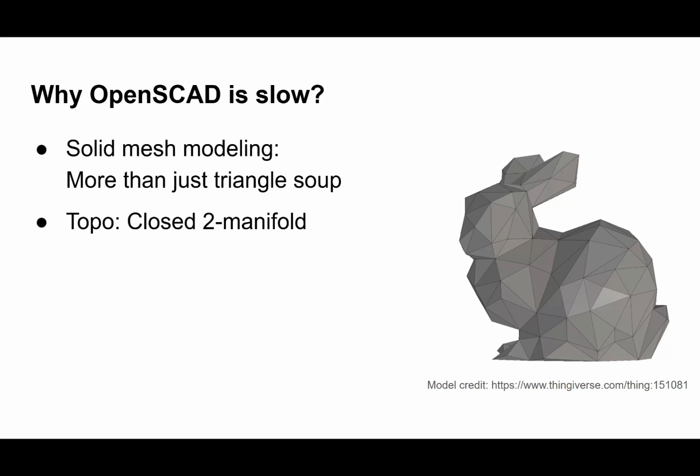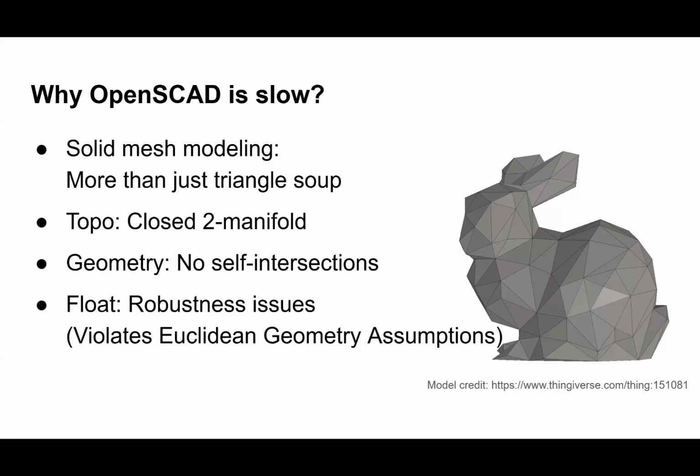From a topological point of view, we need it to be close to manifold. So your surface is not supposed to have holes. And also your surface should be like a plane, so you don't want three faces joining together, for example. And from a geometry point of view, we want to avoid having self-intersections. So the faces should not go through each other. But this is actually not easy to implement.